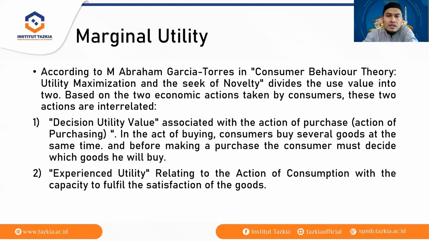According to M. Abraham Garcia Torrens, the customer behavior theory is about utility maximization, and for the sake of novelty divides use value into two, based on two economic actions taken by customers. Those two actions are interrelated. The first is decision utility value. It is associated with the act of purchasing. In the act of buying, customers buy several goods at the same time, and before making a purchase the customer must decide which goods to buy.